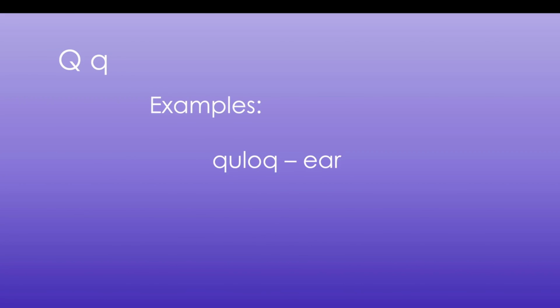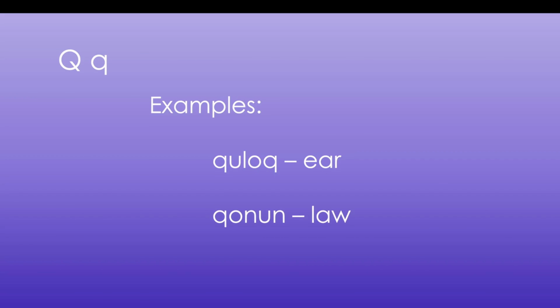Our first example is qulag. Qulag. Now, the way you can do this is to pretend like you're saying the letter G, but constrict the throat muscles so that it's tightened into the G sound. Qulag. This word just means ear.